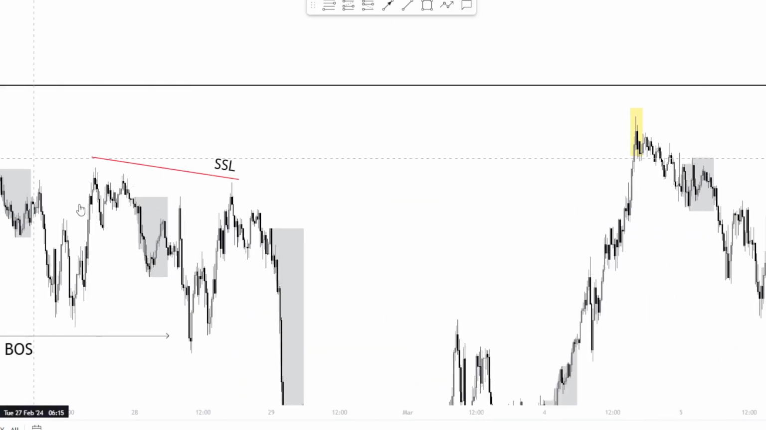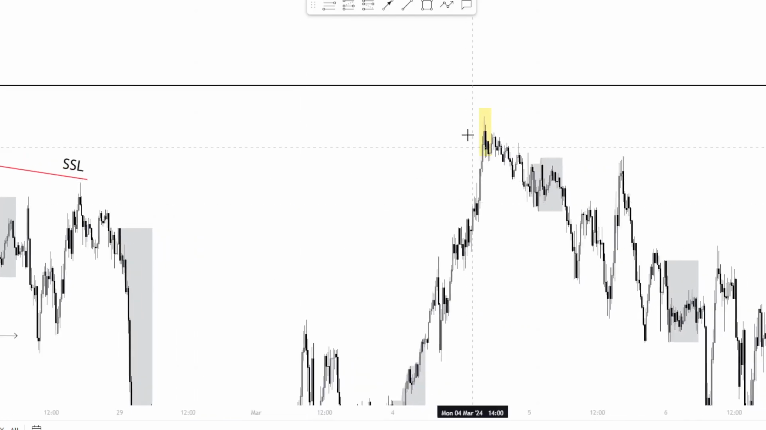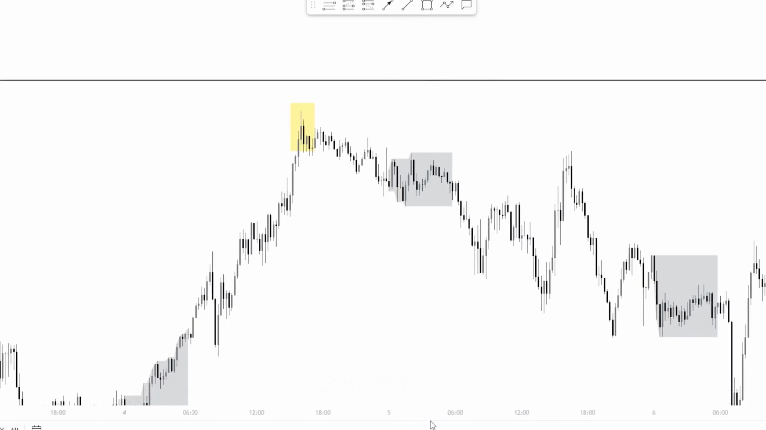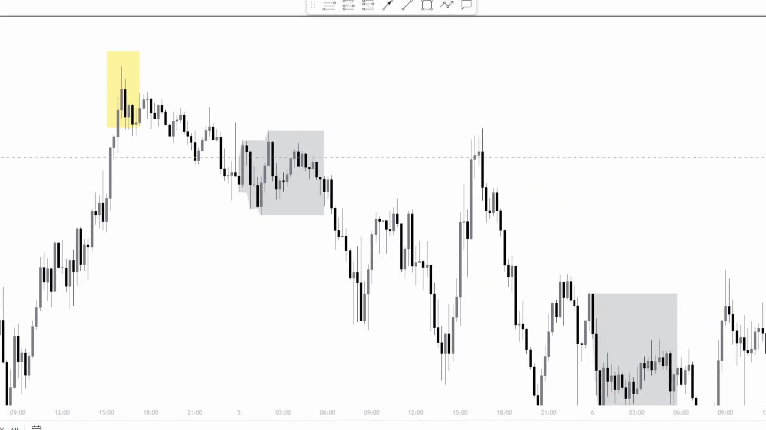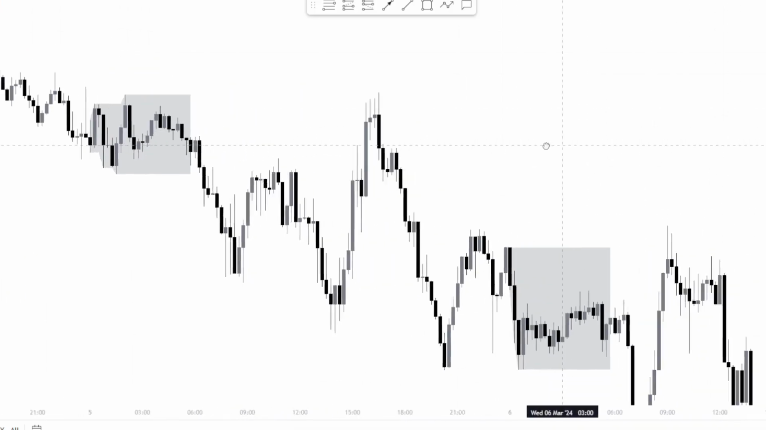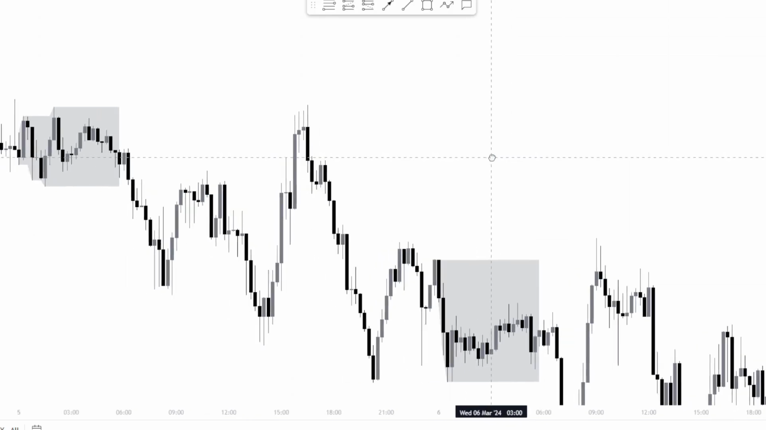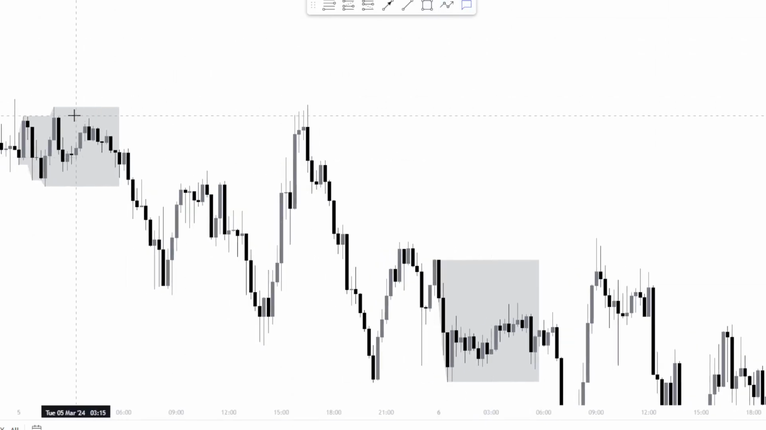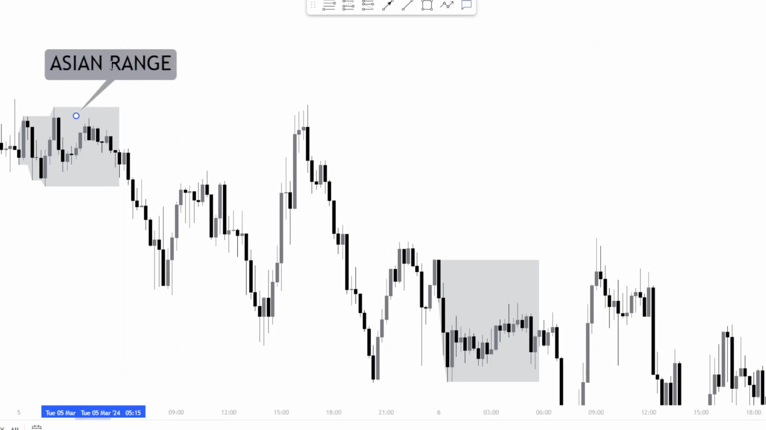All of this sell-side liquidity over here was swept the following week on the Monday the 4th of March, okay? So here's how you could have got in on Tuesday the 5th of March, right? Again, schematic time. We have, to the left of your screen, the Asian range. The Asian range here in gray, this is the Asian range.